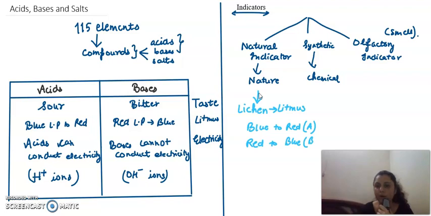Now when we talk about synthetic indicators, there are some chemicals. The first one under this is methyl orange. We have methyl orange, we have phenolphthalein.